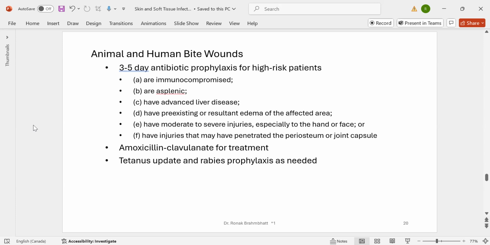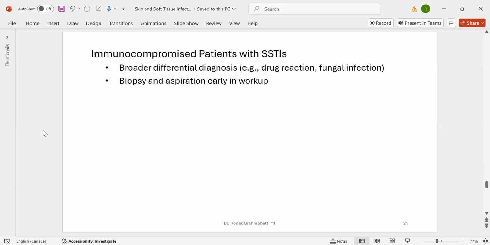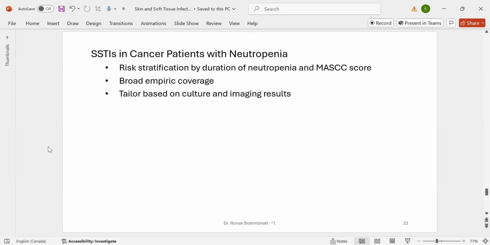So in high risk patients like immunocompromised and liver disease and stuff like that, antibiotic prophylaxis, amoxiclav, you can use. Tetanus, rabies, etc. as needed, right? Good. And we talked about immunocompromised patients before as well, right? You have to think more than just skin and soft tissue infection. You have to think, is this a fungal infection gone bad, right? Is this maybe like a drug reaction or maybe contact dermatitis or something? Very important. You can do biopsy, aspiration, etc. in these cases as well, right?